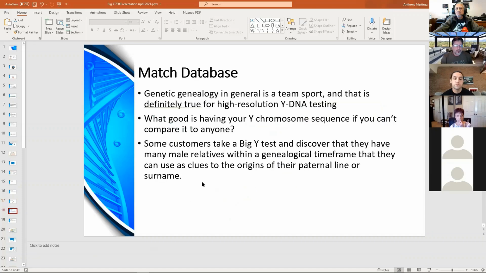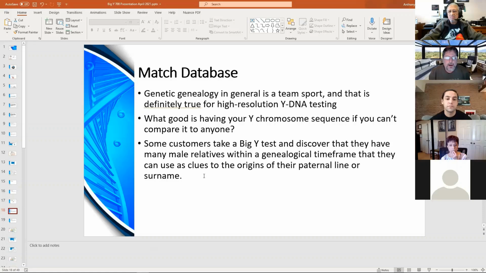All right, so this is what I'm talking about. It's a team sport. What good is having your Y chromosome sequence if you can't compare it to anybody, right? So I've shown you I have this long sequence of Y chromosomes, but it only becomes helpful if I can compare it to somebody else. So some customers take the big Y test and discover that they have many male relatives within genealogical time frame that they can use as clues to the origins of their paternal line or surname, and some don't.